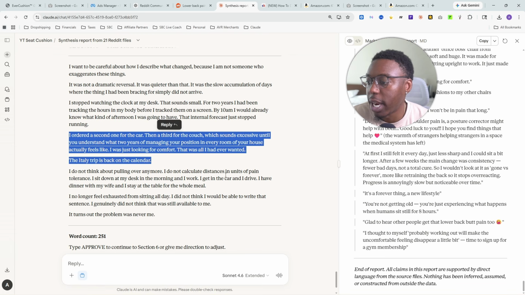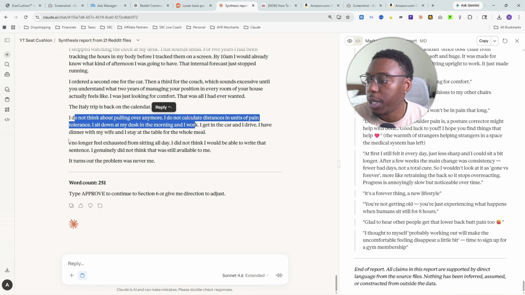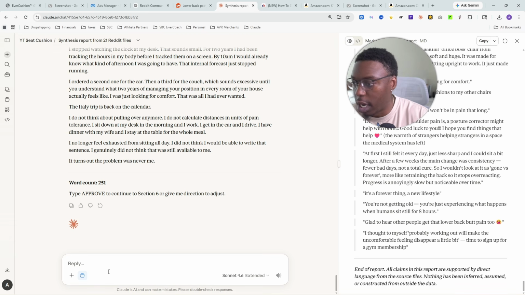The Italy trip was back on the calendar. I did not think about pulling over anymore. I did not calculate distances in units of pain tolerance. I sat down at my desk in the morning and I worked. I get in the car and I drive. I have dinner with my wife and I stay at the table for the whole meal. I no longer feel exhausted from sitting all day. I did not think I would be able to write that sentence. I generally did not think that was still available to me. Boom. It turns out the problem was never me.